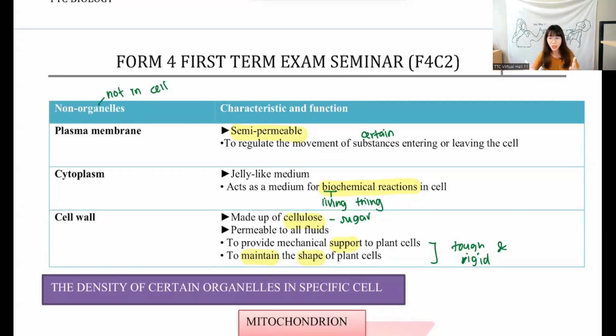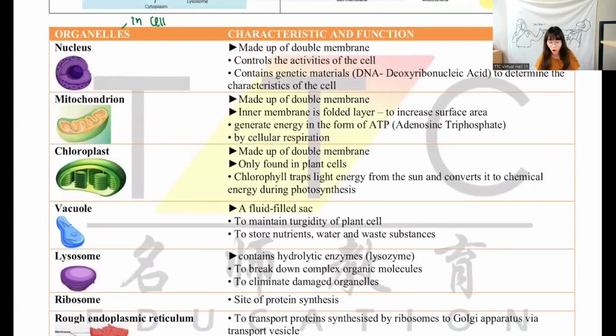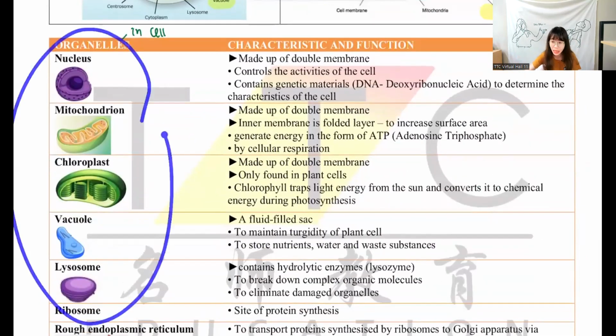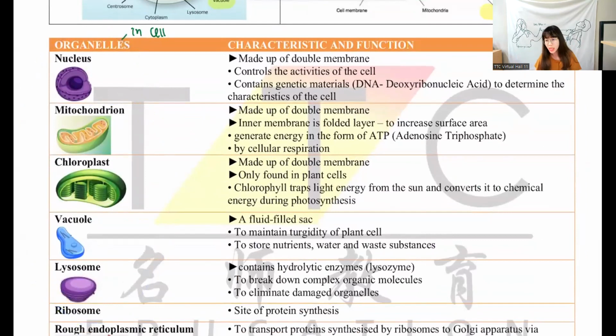Whatever is in the cell, imagine in a room. What is in a room? We have cupboard, we have wardrobe, we have table, chairs. Those are things in the cell, right? So what is the thing in the cell? It's known as organelle. These are the things called organelle. They are in the cell. What is a nucleus? Nucleus is the brain of everything. So nucleus is the brain where they will control all cell activity.